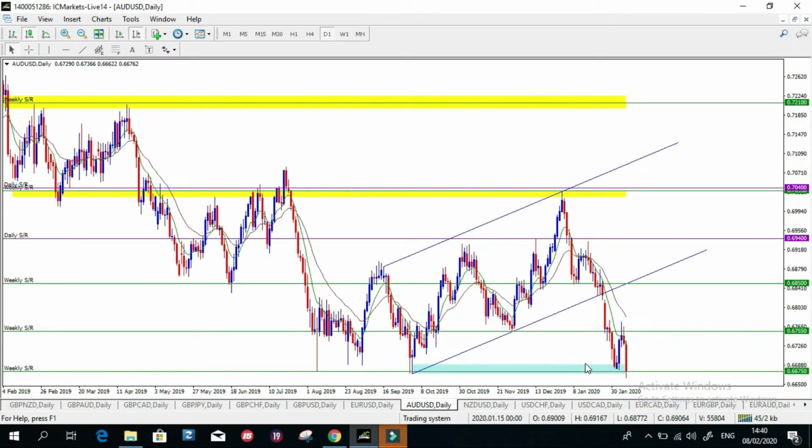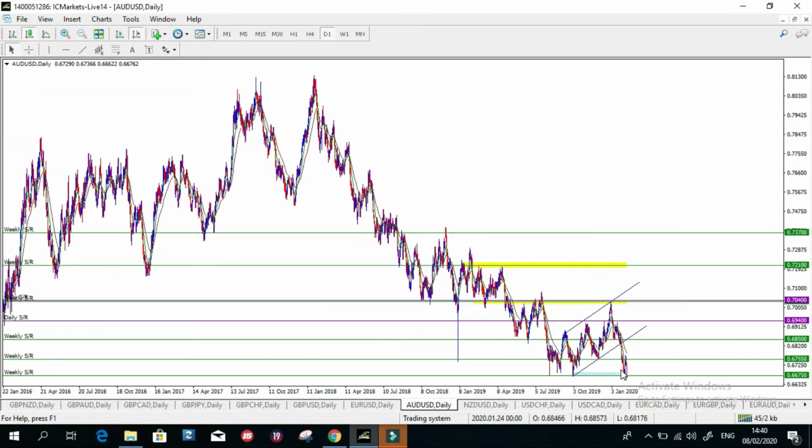Next we have the Australian dollar versus the USD. I mentioned in last week's video that although this market is trading at a 10-year low with this weekly support here at 0.6675, I'm still cautious of buying this market since it looks very bearish for me and it's been in a long-term downtrend for quite some time now.